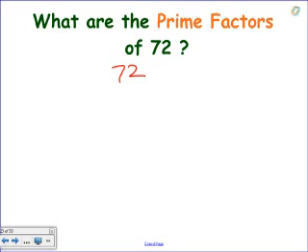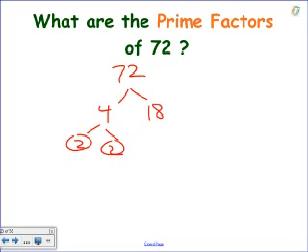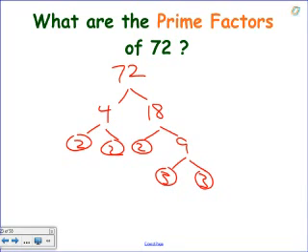72. What should we go for? 2. I don't like 2. 4. 4 and... 18. Good. 4 goes in 18 times. What are the factors of 4? 2 and 2. What are the factors of 18? 2 and 9. Factors of 9? 3 and 3. So those who did the two-step will have the same answer. 2, 2, 2, 3 and 3.